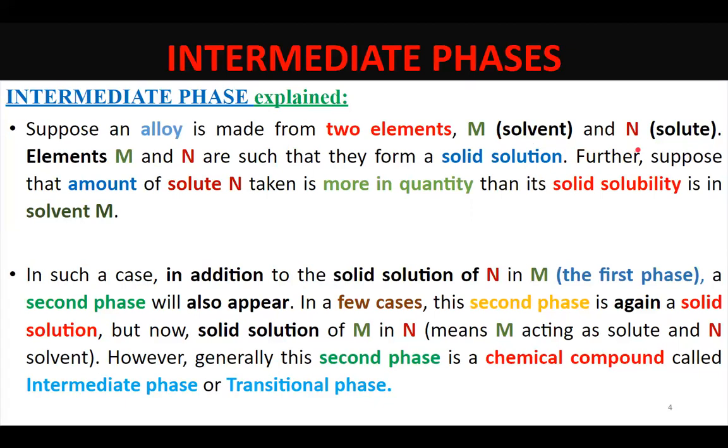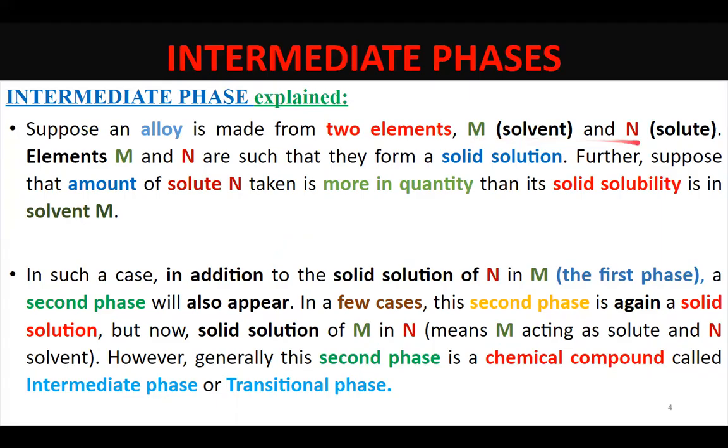So we have taken solute in an amount which is more than the solid solubility of the solute in the solvent. Now, if that is the case, because these two elements are capable of forming a solid solution, the first phase that will get formed would be a solid solution of N in M. N in M means a solid solution will get formed with N as the solute and M as the solvent.